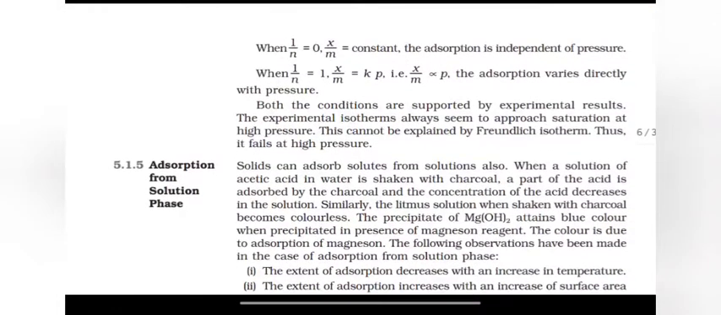Where 1/n equals 0, x/m equals a constant, the adsorption is independent of pressure. Where 1/n equals 1, x/m equals k p, that is, adsorption varies directly with pressure. Both the conditions are supported by experimental results. The experimental isotherms always seem to approach saturation at high pressure. This cannot be explained by Freundlich isotherm, thus it fails at high pressure.